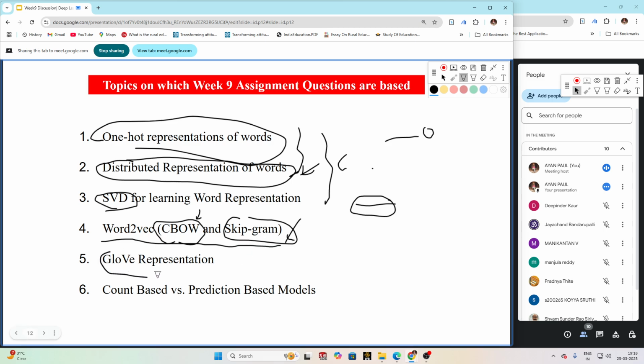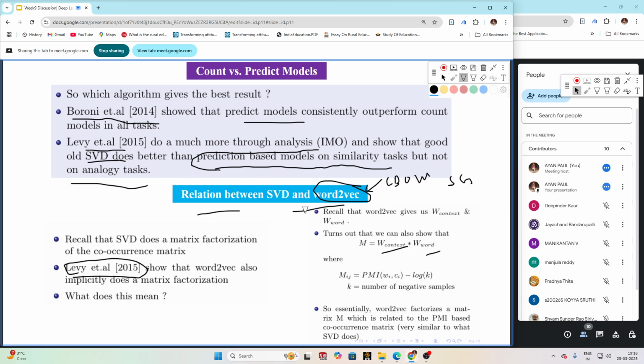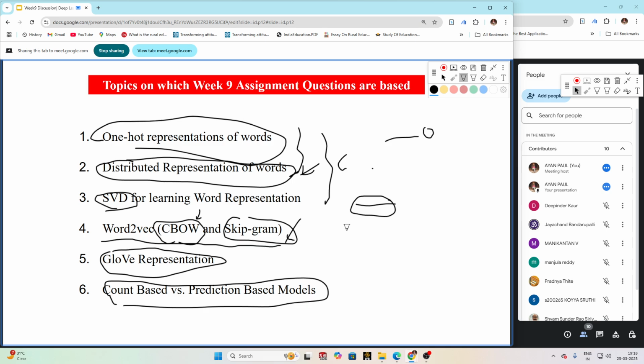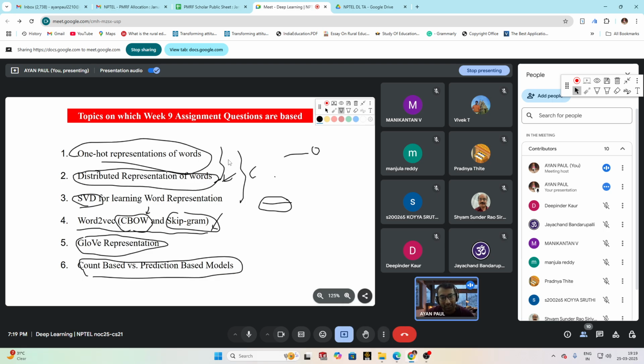Now what is the GloVe representation? The combination of the count based model and the prediction based model is the GloVe representation, or global vector representation. And then we have seen some things related to count based versus prediction based models, according to the study by Levy and others, and Baroni and others. So I hope the theory is clear to all of you. At least you got the idea. NLP is a very vast domain, but at least you get the terms and the idea.